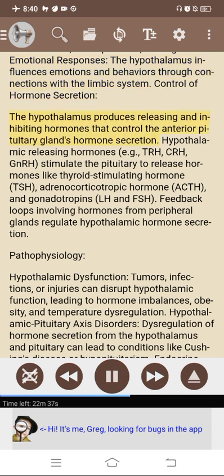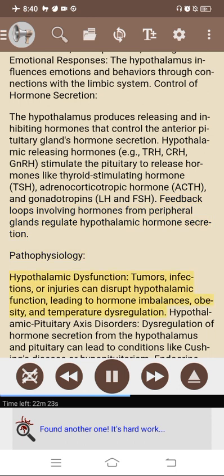Control of hormone secretion. The hypothalamus produces releasing and inhibiting hormones that control the anterior pituitary gland's hormone secretion. Hypothalamic releasing hormones, e.g., TRH, CRH, GnRH, stimulate the pituitary to release hormones like thyroid-stimulating hormone, TSH, adrenocorticotropic hormone, ACTH, and gonadotropins, LH and FSH. Feedback loops involving hormones from peripheral glands regulate hypothalamic hormone secretion.